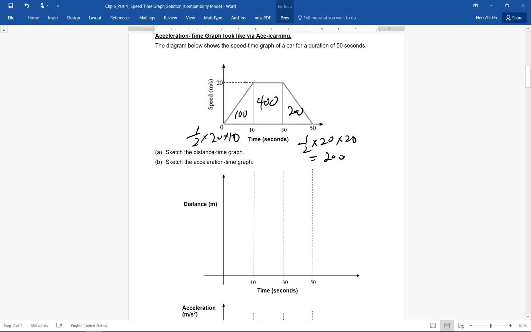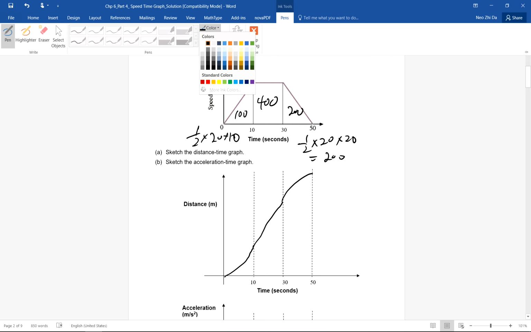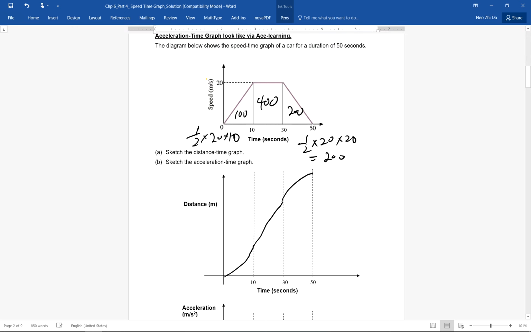So here it is increasing, up, then straight, then going down. Up, straight, then downwards. You cannot just stop there. What do you need to indicate to me? You need to indicate this.